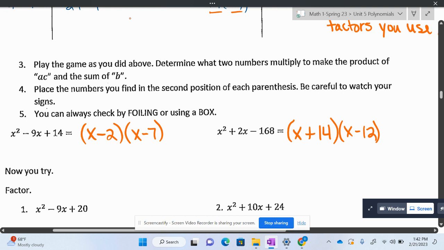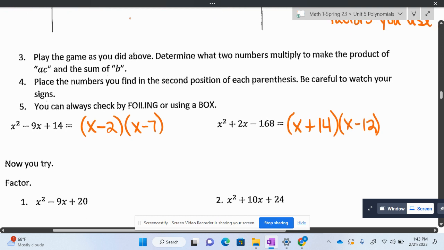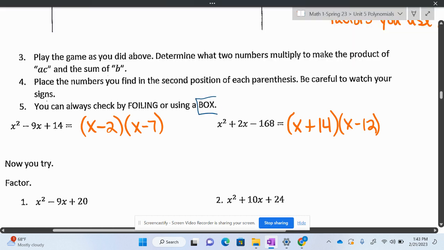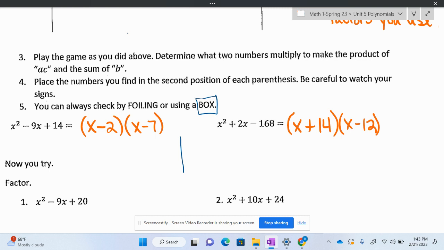So I just rewrote those, right? So I'm going to check one of them. Which one do you want to check? The first one? Okay, so I'm going to do the box method because you like it. So I'm going to check and make sure that the product of these two terms equals this. So I'm going to do x and a negative 7, x and a negative 2. You don't have to write this if you don't want, but I want to show you that it does work.